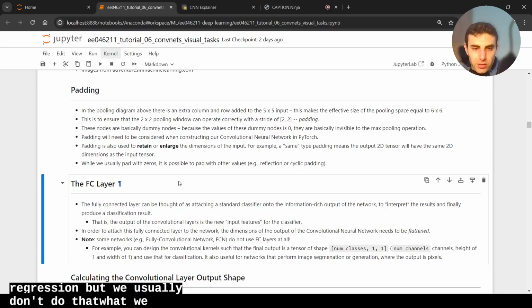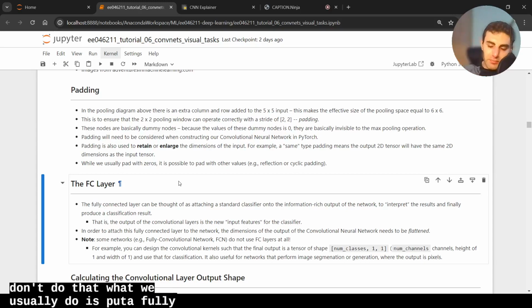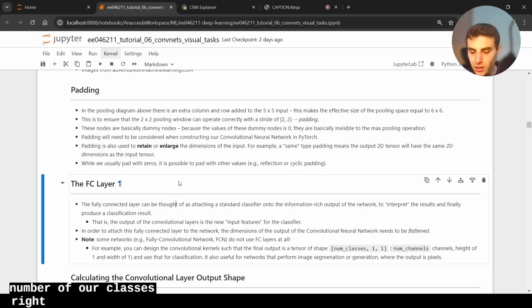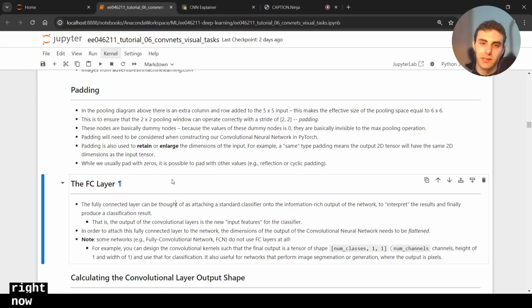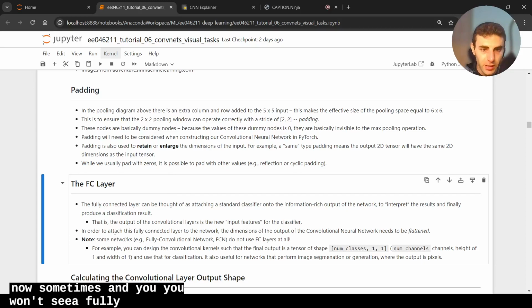What we usually do is put a fully connected layer, and the fully connected layer transforms our feature vector to a feature vector of size where the size is the number of our classes, right? Now, sometimes you won't see a fully connected layer. Sometimes you can see something called FCN, fully convolutional network, and it does not use fully connected at all.